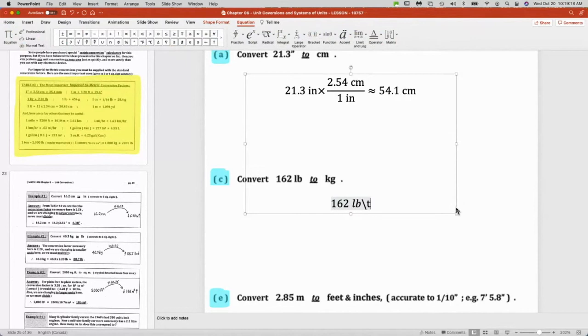162 pounds to kilograms. So, if I have a kilogram, how many pounds does that equal? Anybody know off the top of their head or from the conversion on the side?